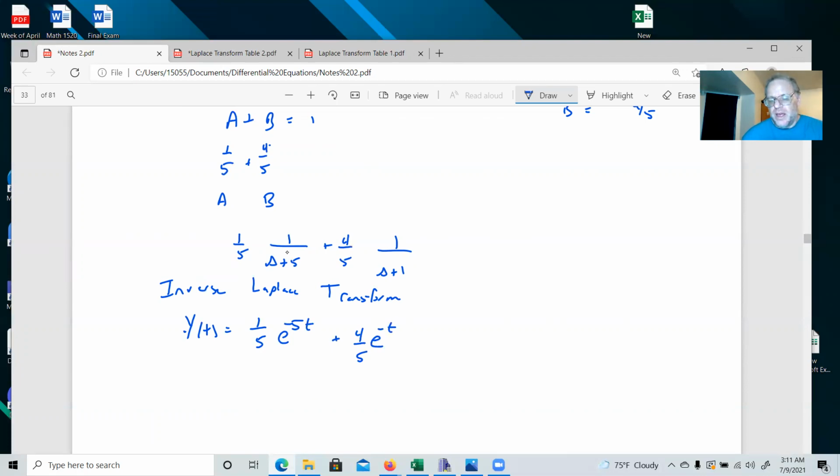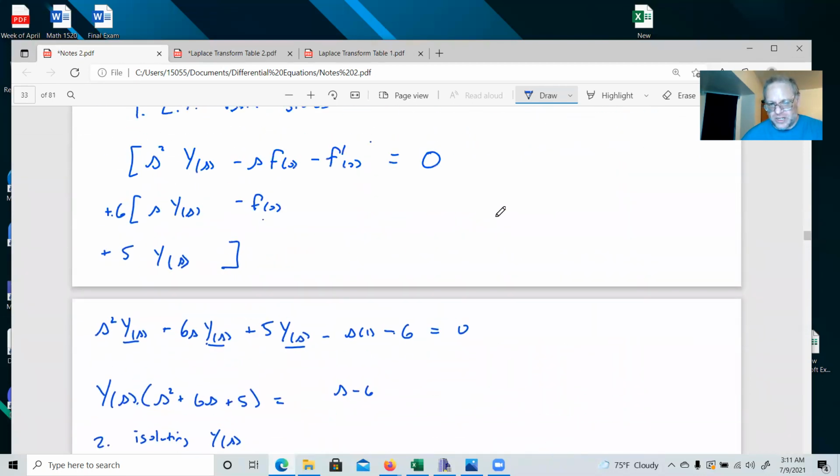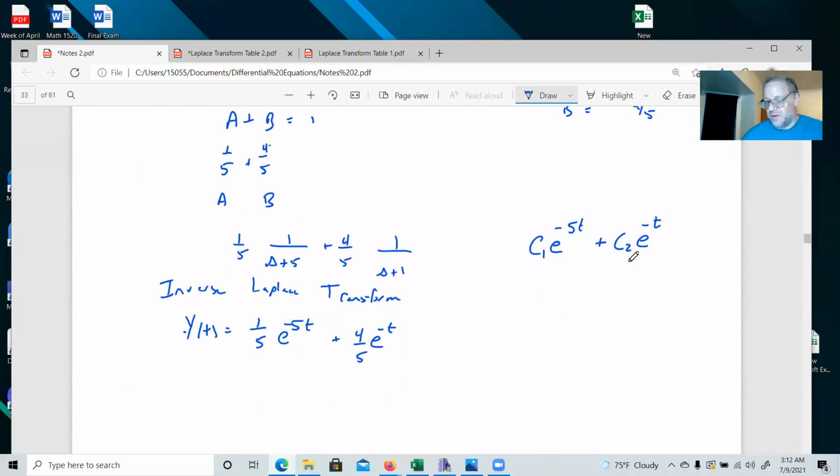If we were to have done this in the standard way, which we'll get to, if you haven't had this before and you don't know the standard way, you would get a c1 e to the negative 5t plus a c2 e to the negative t, and then we'd have to use this information of our starting conditions to solve for c1 and c2. So either way, you're doing linear equations. You didn't save anything.